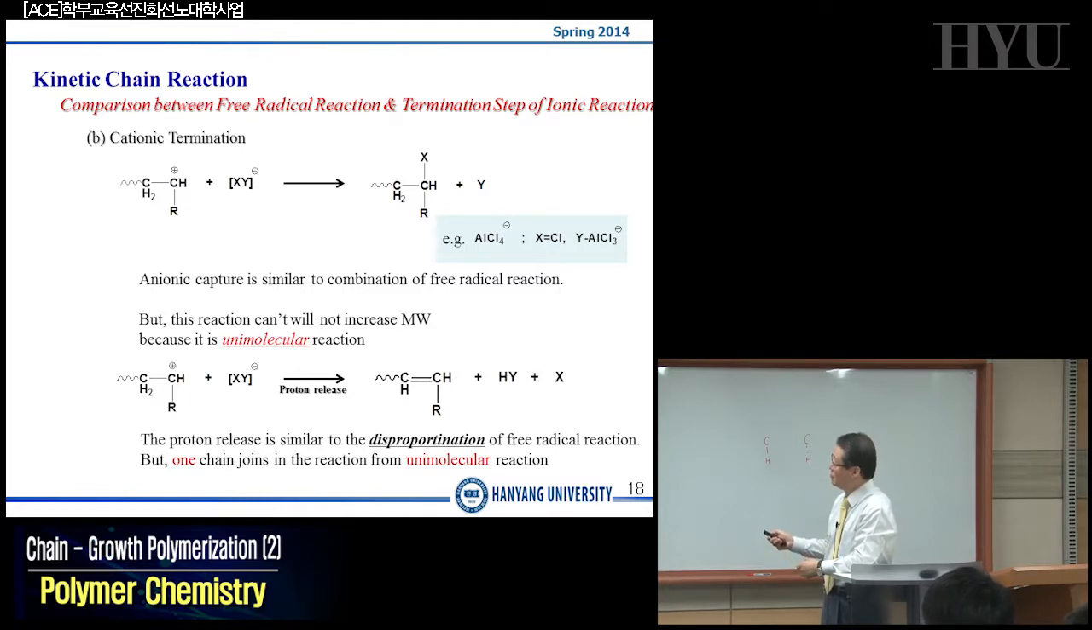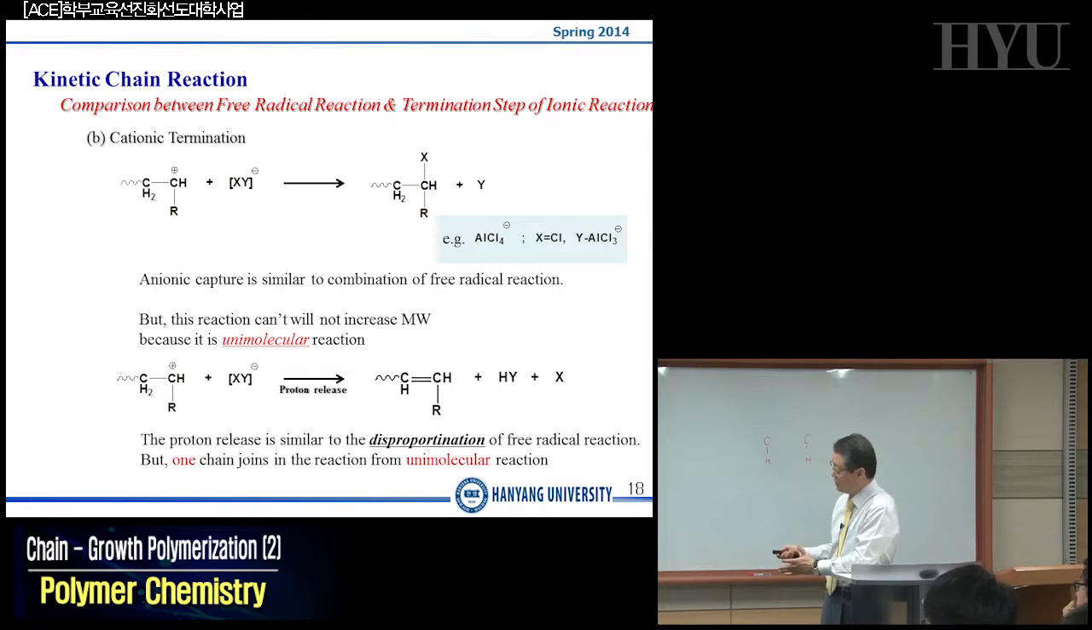So you form the terminated species with the Y minus ion instead of the Y itself. So you form the final terminated species from one molecule. This is what we call the unimolecular reactions. Anyway, we will talk about this in detail in the next chapter. But this is the combination reactions. But what about the disproportionation reactions?